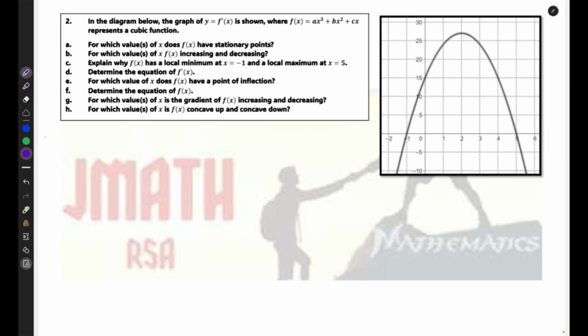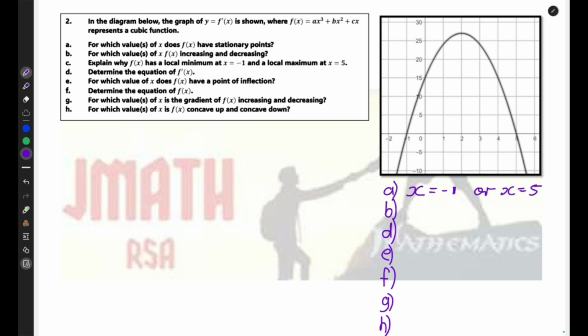Question 2. In the diagram below, the graph of the derivative is shown, where the original was ax cubed plus bx squared plus cx. That represents a cubic function. Question A. For which values of x does f(x) have a stationary point? Remember, the original always has a turning point when the derivative has an x-intercept. I can see at -1 and at 5 are the x-intercepts of the parabola. Therefore, those are the x values of the turning points of the original. So my answer would just be x equals -1 or x equals 5.